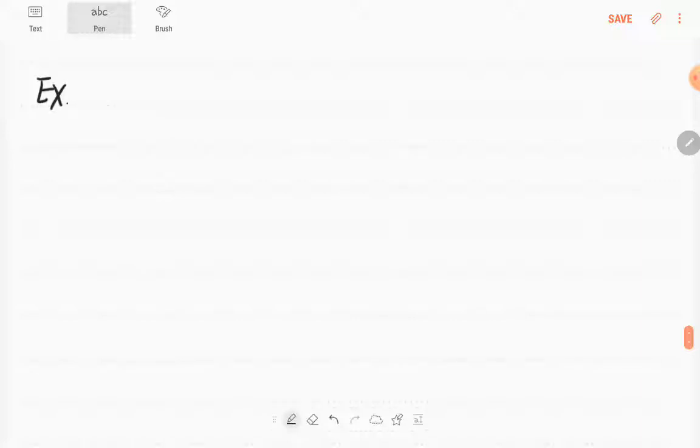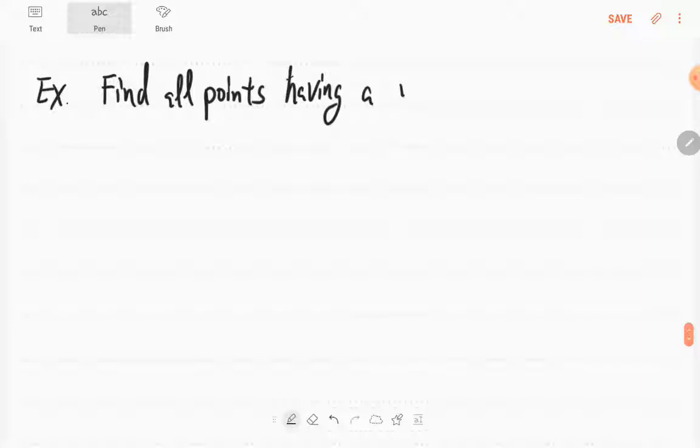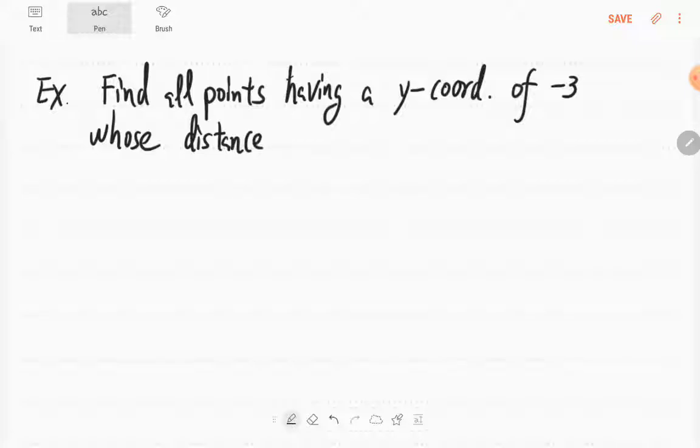Another example, we want to find all points having a y coordinate of -3, whose distance from the point P, which is (1, 2), is 13.